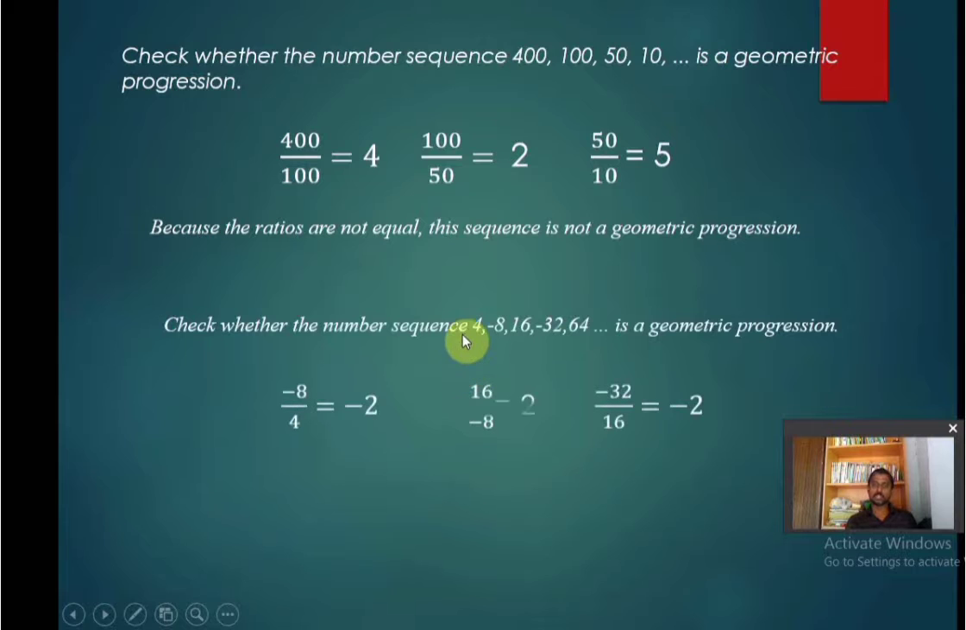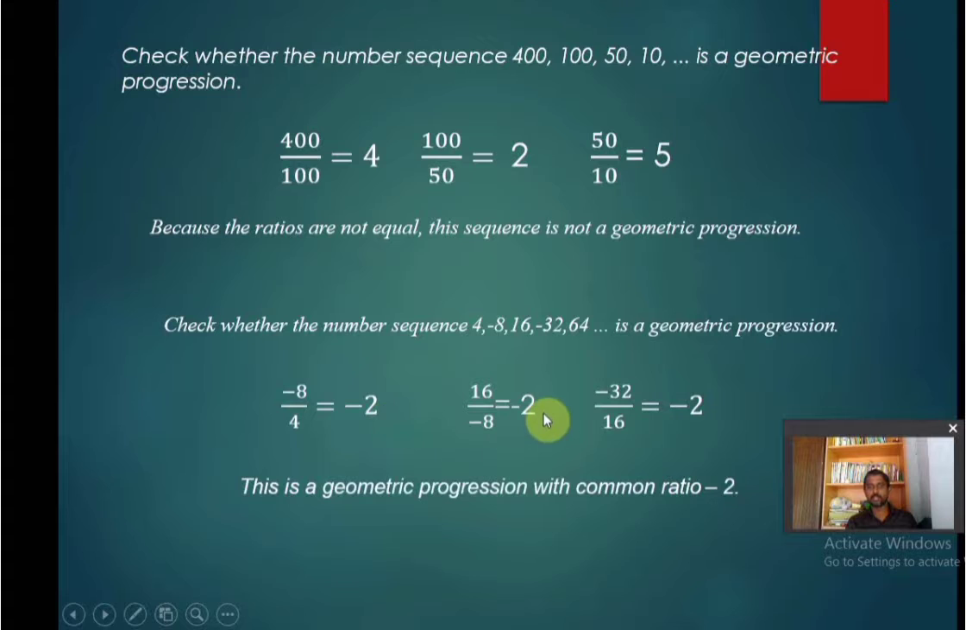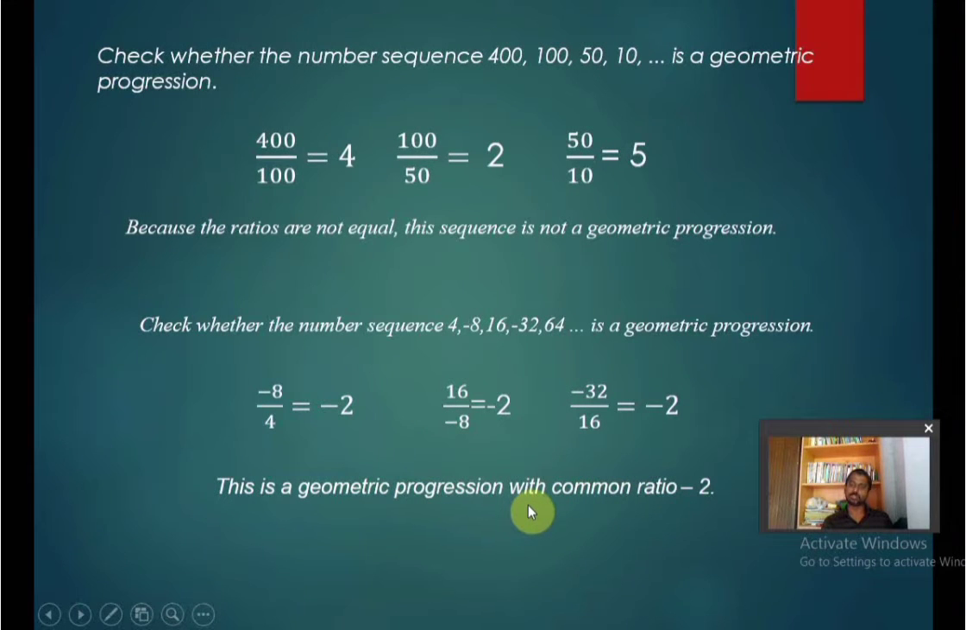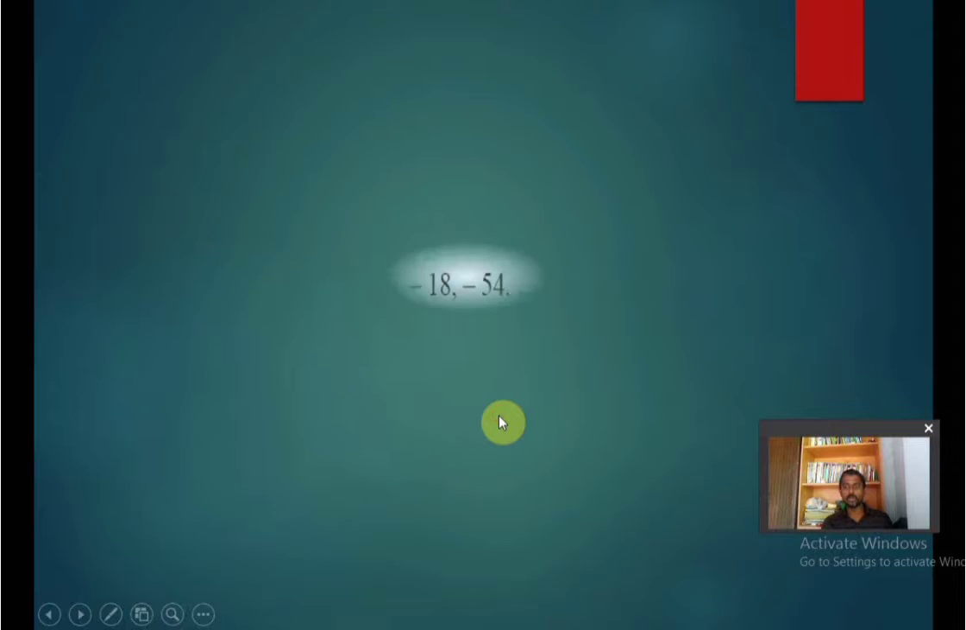See this one here: 4, minus 8, 16, minus 32, 64. I want to check whether this is a geometric progression. Minus 8 over 4 equals minus 2. 16 divided by minus 8, the answer is minus 2. Minus 32 divided by 16 equals minus 2. So every common ratio is equal, minus 2. Therefore this is a geometric progression with common ratio equal to minus 2.